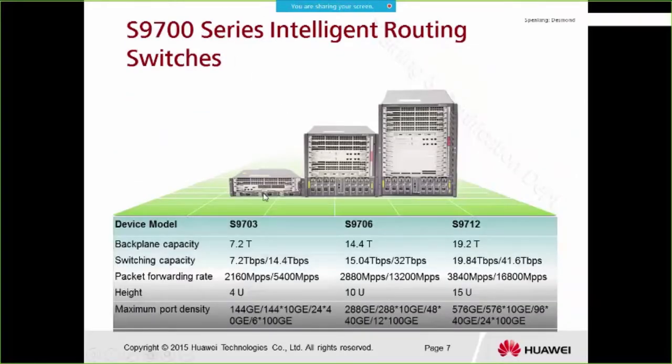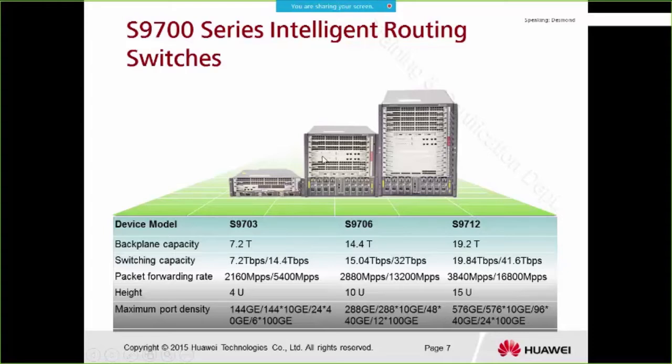For the 97, it has three types: 9703, 06, and 9712. The 3, 6, and 12 mean the service slots of this switch. The 03 has 3 service slots. It means we can insert 3 interface cards into this switch.